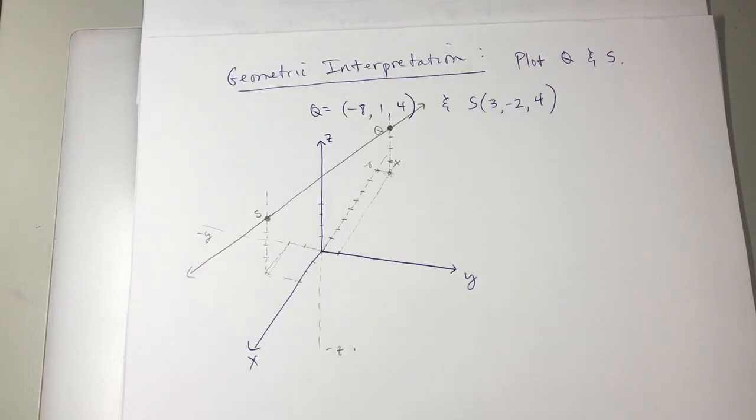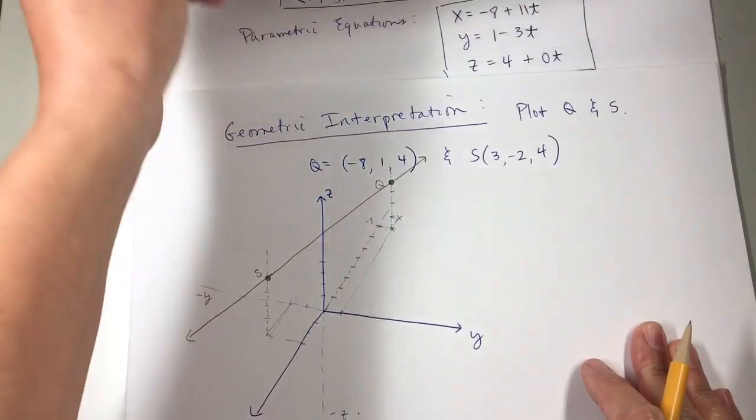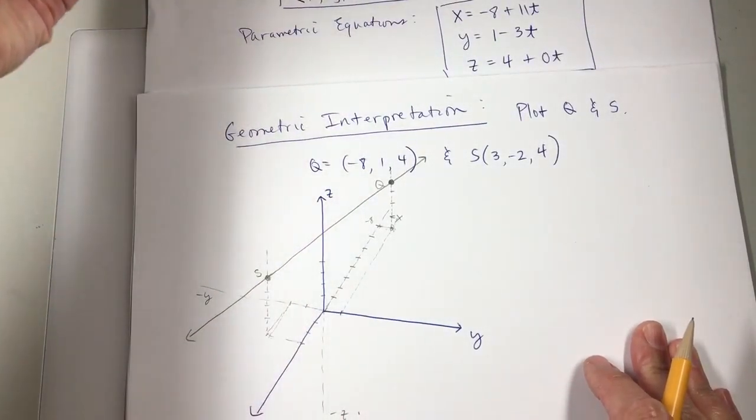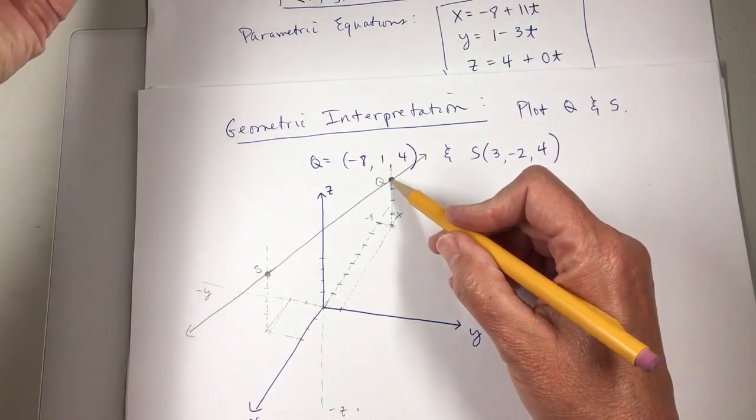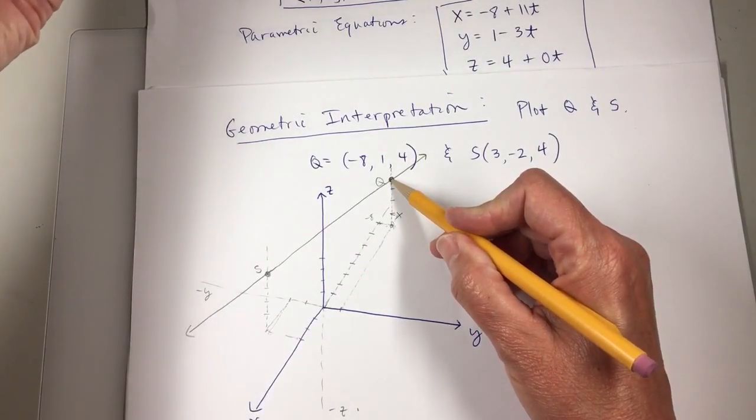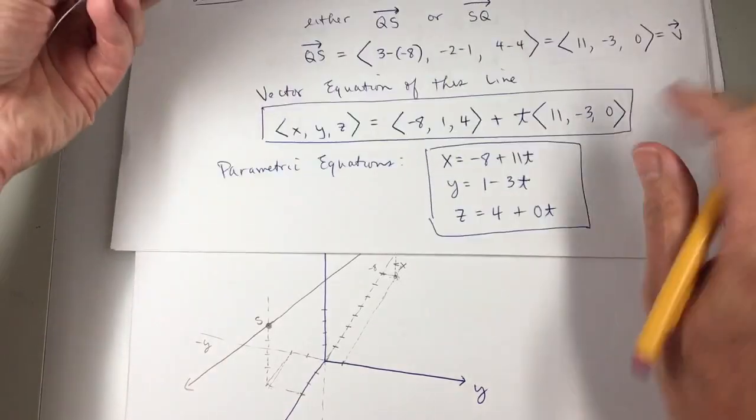Since the z values are the same, this line actually is in a plane that is at a height of 4 on the z-axis, and that plane is parallel to the xy plane. So there's the line, and for my interpretation, I did this. I said, well, I'm going to use the point on the line to be Q. That's what I used in my vector equation right here.